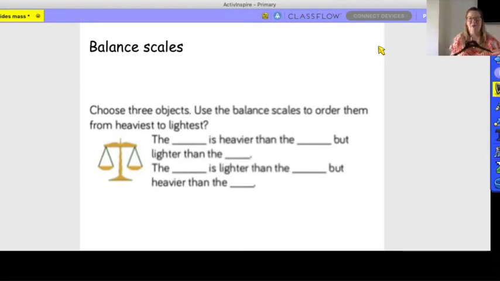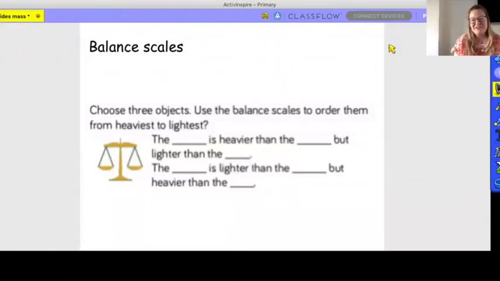Then come back when you're ready to find 3 objects around your house. Something that's quite small, quite easy to work with, and quite easy to find the mass of. Don't get anything too big, your scales won't cope with it. Go and find these items now and then come back when you're ready.